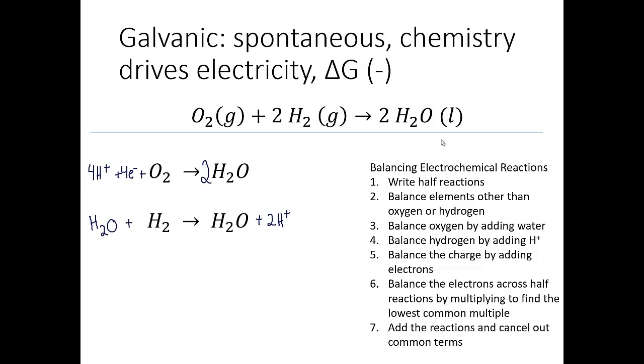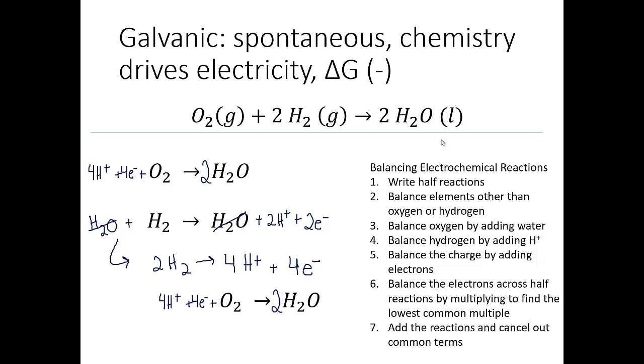Then I balance my charge by adding my electrons. And then the very last step says balance the electrons across the reactions, which means that I have 4 electrons in the top reaction, 2 electrons in the bottom, so I need to multiply that whole bottom equation by 2. But before I do that, I'm going to notice I have water on the left, water on the right, so I'm going to cancel those out, which leaves me with, when I multiply it by 2, 2 hydrogen gas plus 4 hydrogen ions plus 4 electrons.